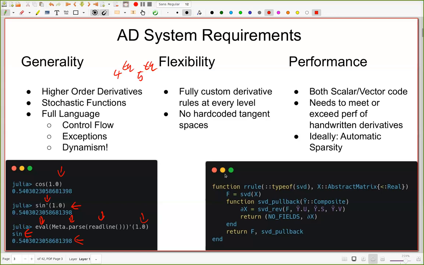The next big thing is flexibility. And by flexibility, I mean that there should not be any built-in set of things you can use. So we want our users to be able to specify fully custom derivative rules at every level. So say if somebody implements a linear algebra library, of course, linear algebra is built in Julia, but say it wasn't and the user wanted to implement a linear algebra library, we would want them to be able to specify rules for hooking into the AD system. So we have a package called ChainRules for that, and this is how you specify rules. So this is an rrule for SVD at some matrix, and there's some rule for computing the derivative.